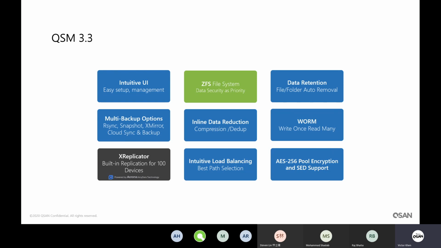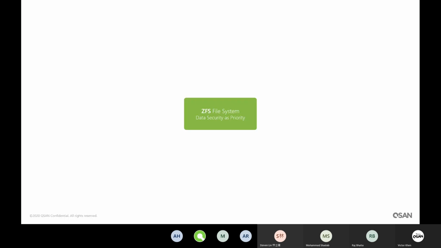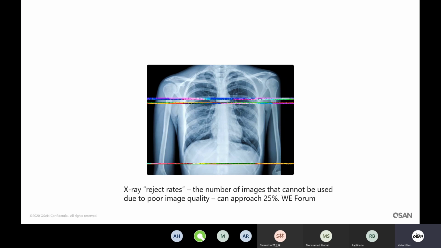But what most vendors are not able to provide is ZFS file system. And this is an amazing feature for the picture archiving. So what are the actual benefits from ZFS and why would we like to present this feature as one of the key selling factors and decision makers for the hospital imaging solutions? Because in recent research from World Statistics, the X-ray reject rates accounted for around 25%.